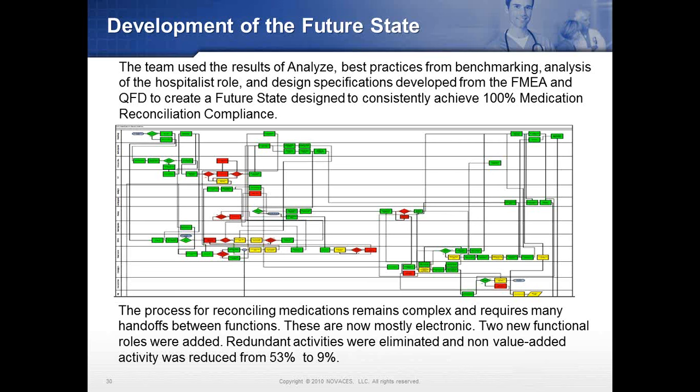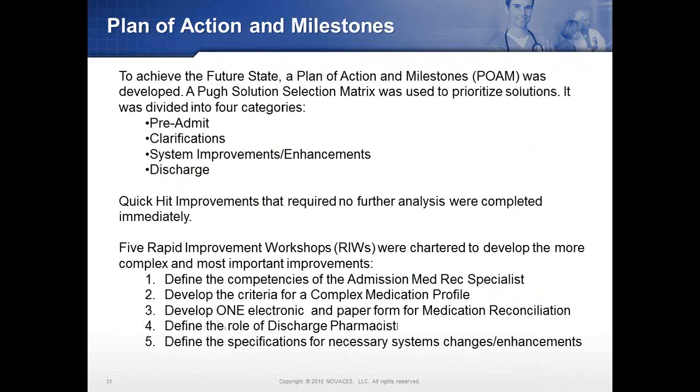You can see there are 2 extra swim lanes now. But redundant activities were eliminated, and non-value-added activity waste was reduced from 53 to 9%. Huge improvement lean-wise. More to come. So in order to achieve a future state, we have a plan of action and milestones.